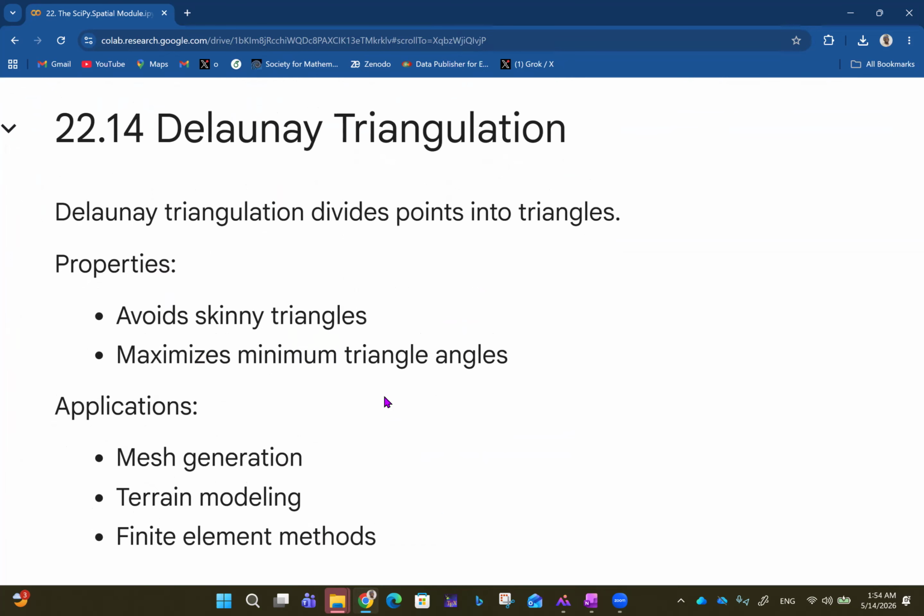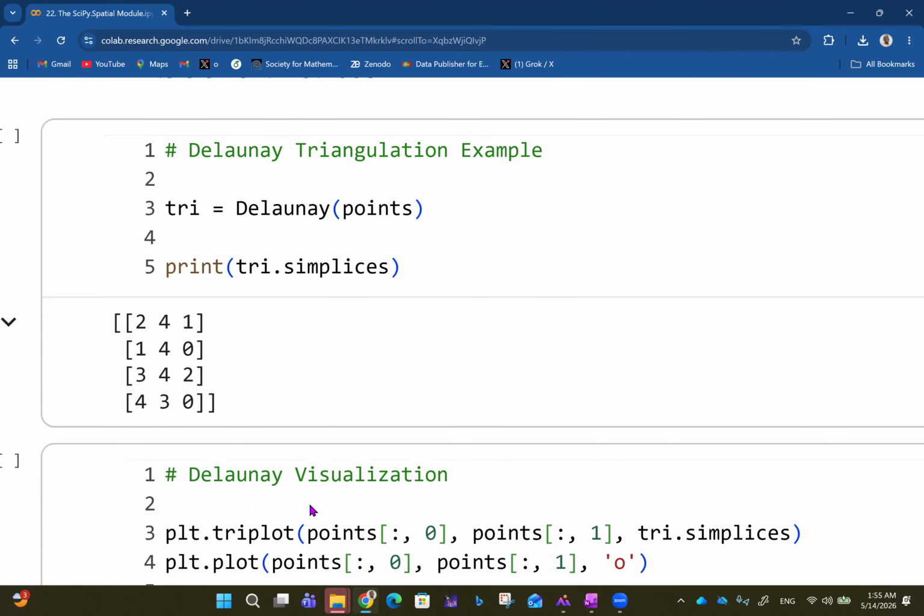Then you have the Delaunay triangulation. Delaunay triangulation divides points into triangles. The property is that it avoids skinny triangles and maximizes the minimum triangle angles. Then applications are in mesh generation, terrain modeling, and finite element methods.